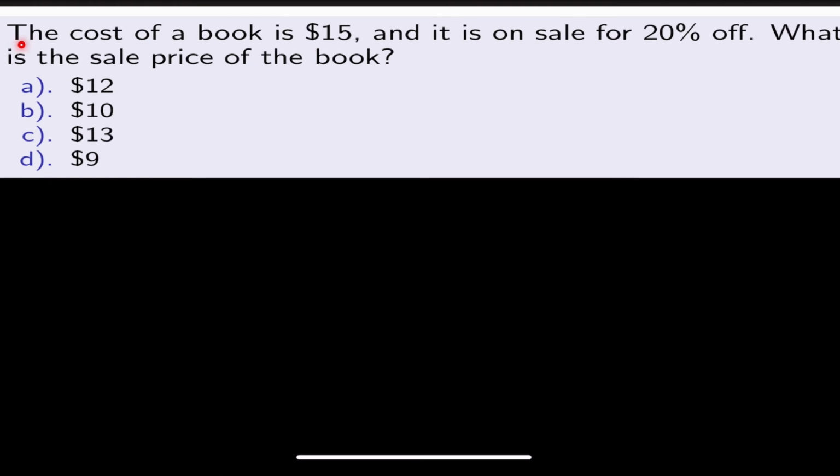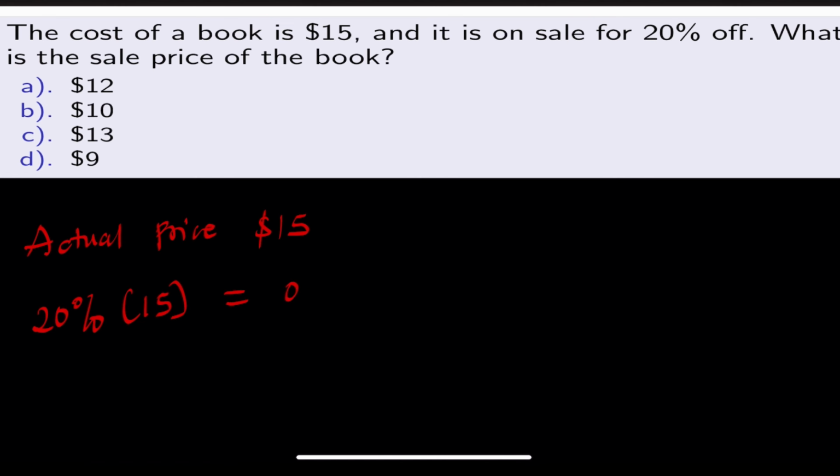Our next question is giving us the cost of a book is $15 and it is on sale for 20% off. What is the sale price of the book? So the price of the book is being reduced by 20%. So we need to find 20% of the actual price of the book. They've taken off 20% of the price of the book. So 20% of 15 will be 0.2 times 15, and that is equal to $3.